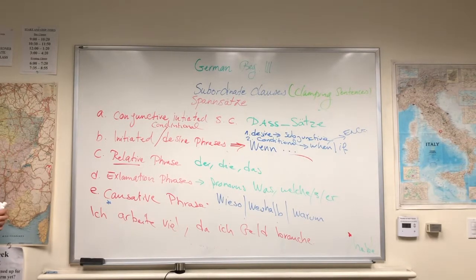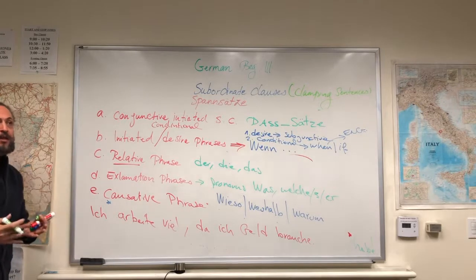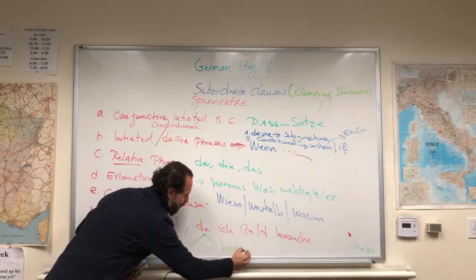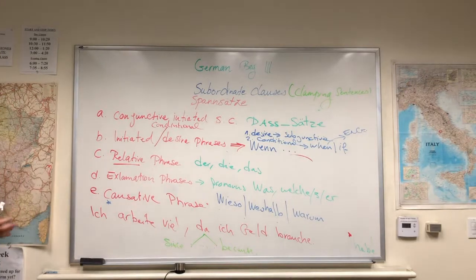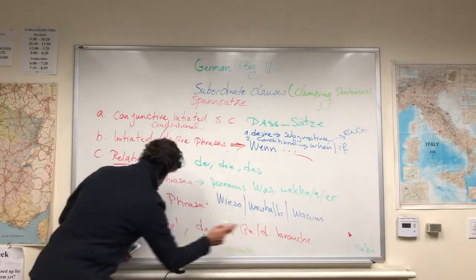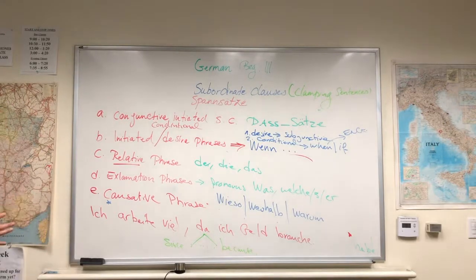Jessica, can you translate it? I work a lot because I need money. Exactly. Or since I need money, I work a lot. So da, you can translate it as since or because. In general, you can also use this so-called causative phrase at the beginning, and then you start with the main phrase. For example, you can say, da ich Geld brauche, arbeite ich viel. In this case, you start with the causative particle, you end the phrase with the verb, and you restart the second phrase with the verb also. So the verb comes always in the second position.